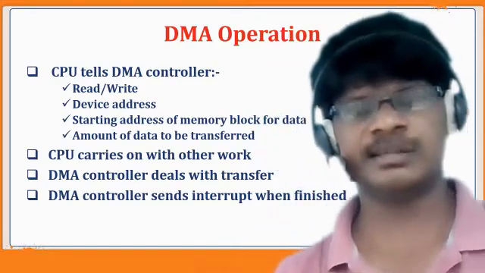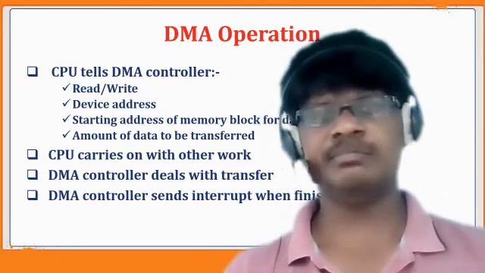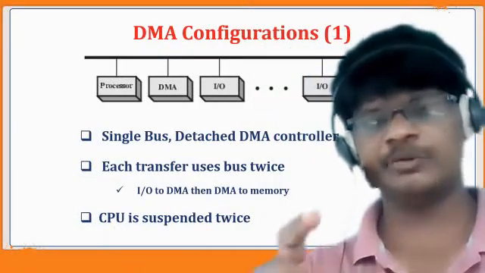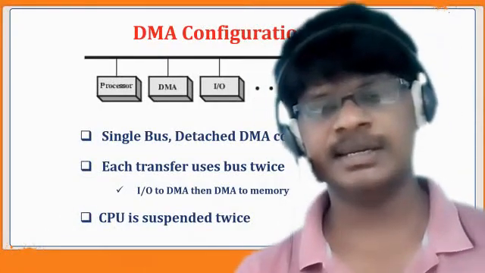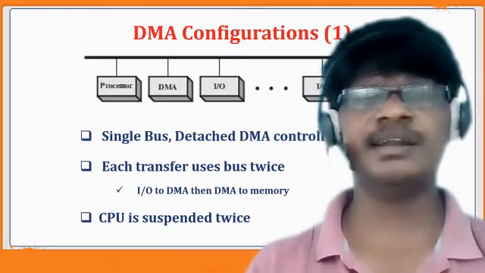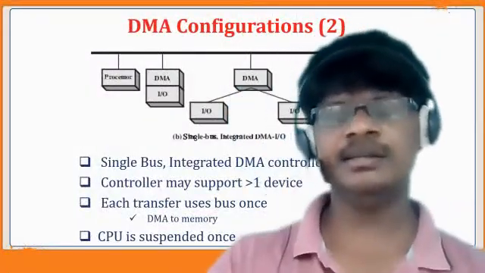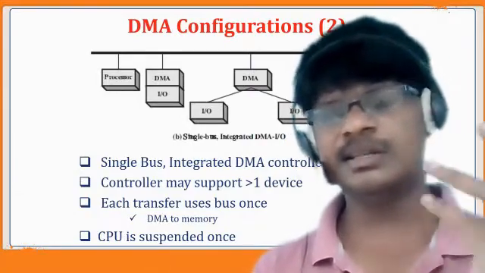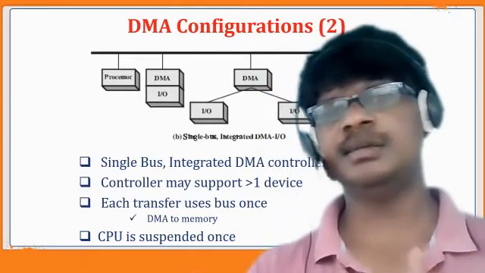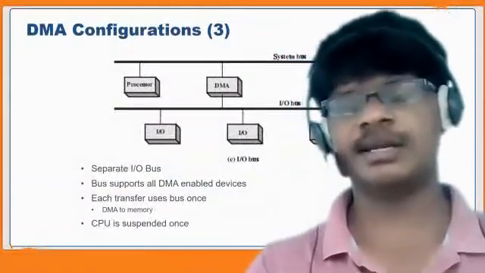For example, a processor is there, a DMA is there, an IO is there. So the DMA acts as a separate processor. Here, a single bus is there with a detached DMA controller, where the information is transferred from the IO to the DMA, then from the DMA to the memory. It doesn't need the CPU to transfer or process the data. Here, the DMA does what the processor does. So the DMA acts as a surrogate processor.